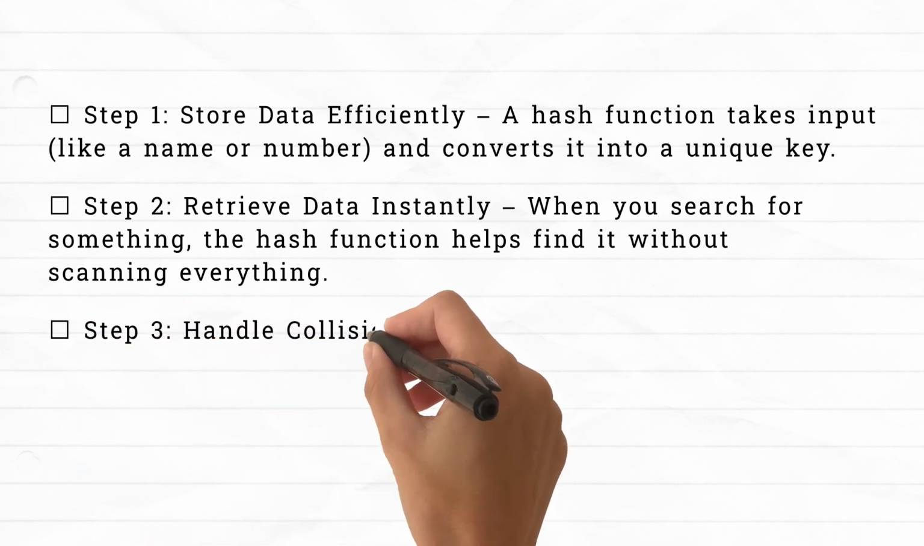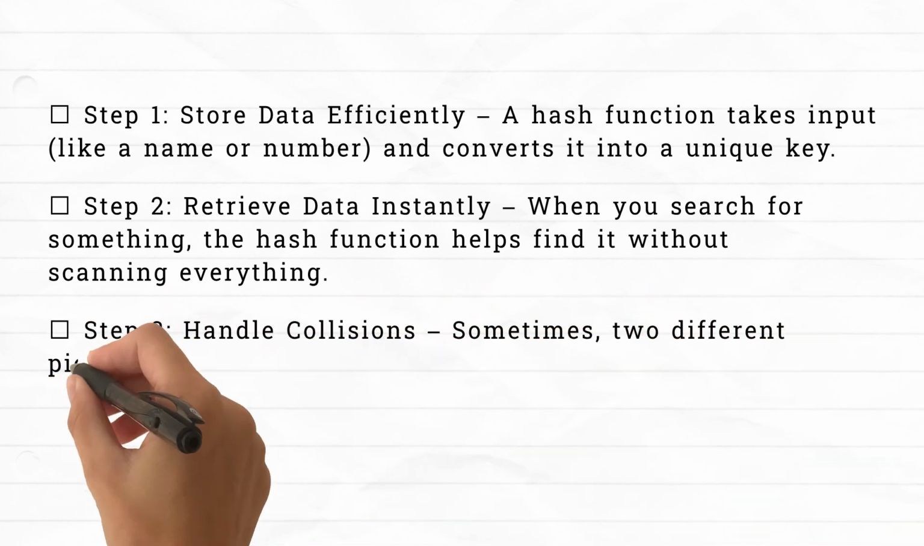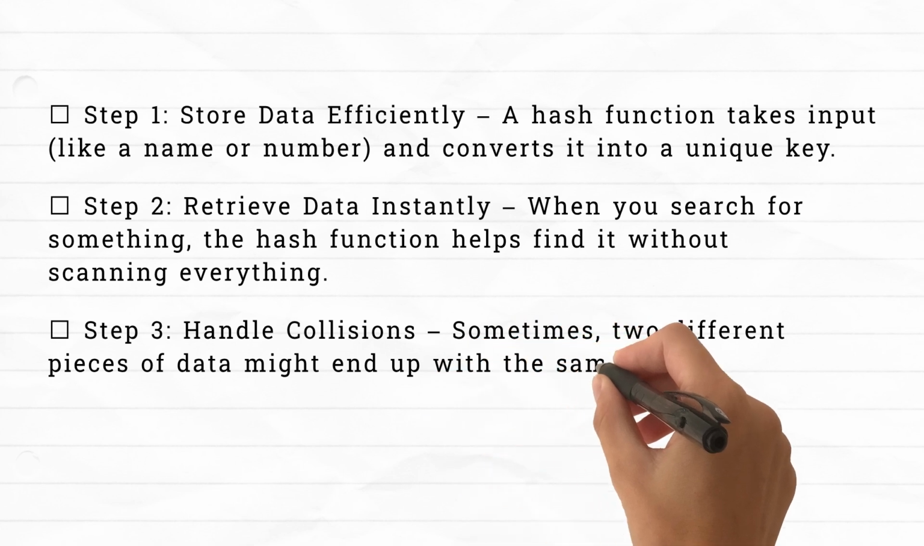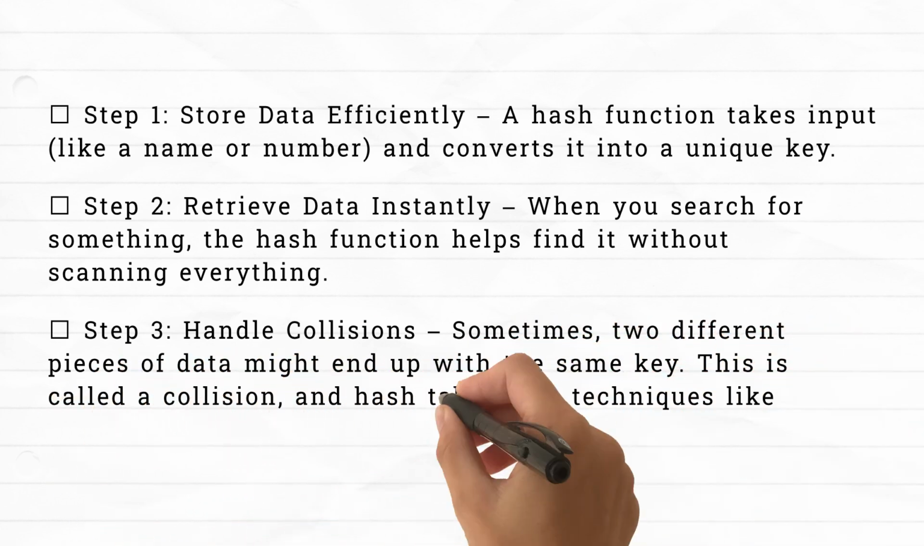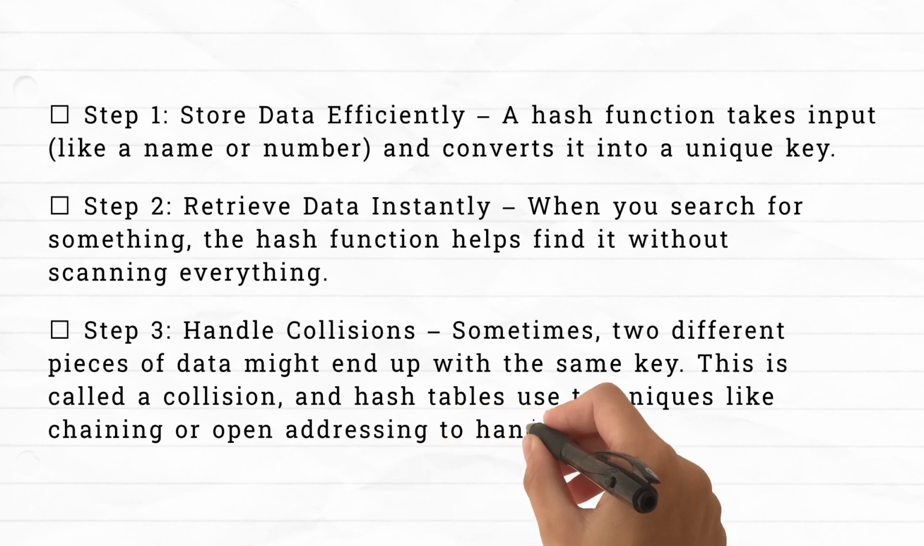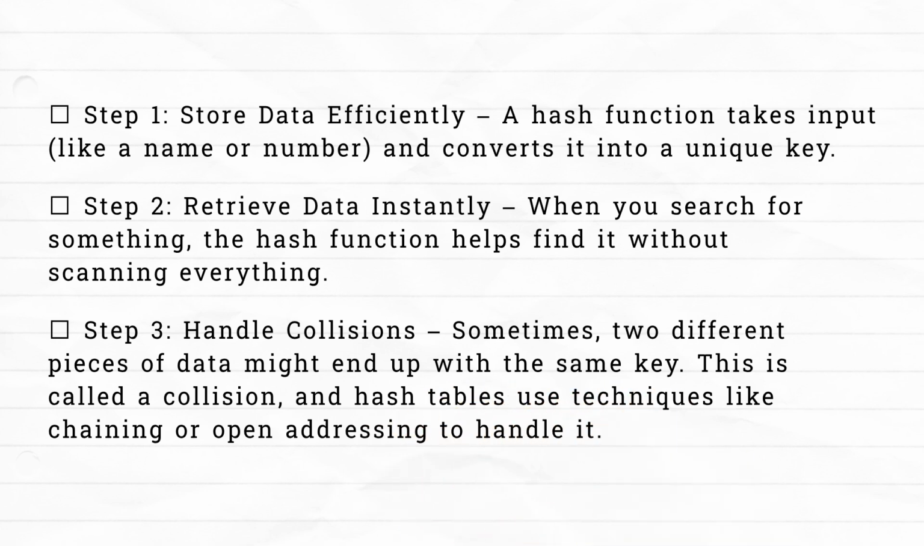Step 3. Handle collisions. Sometimes, two different pieces of data might end up with the same key. This is called a collision, and hash tables use techniques like chaining or open addressing to handle it.